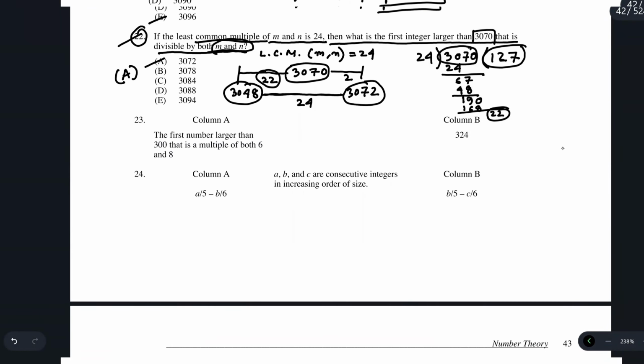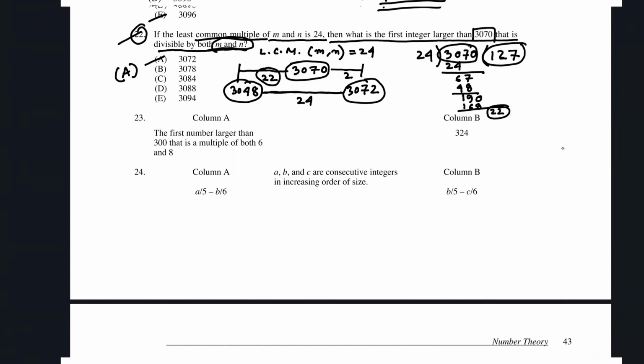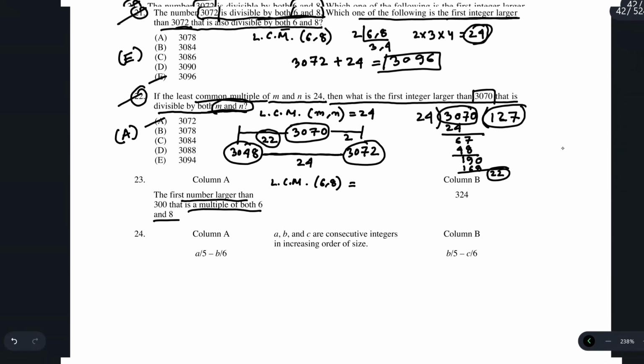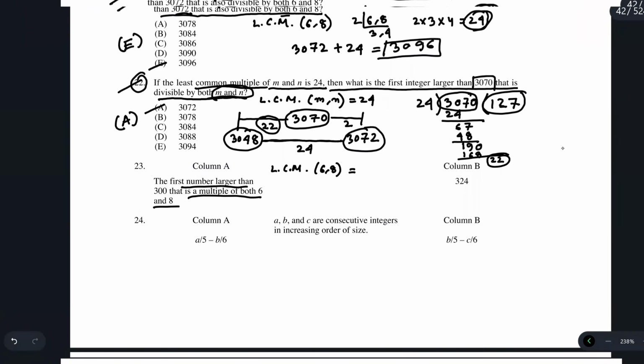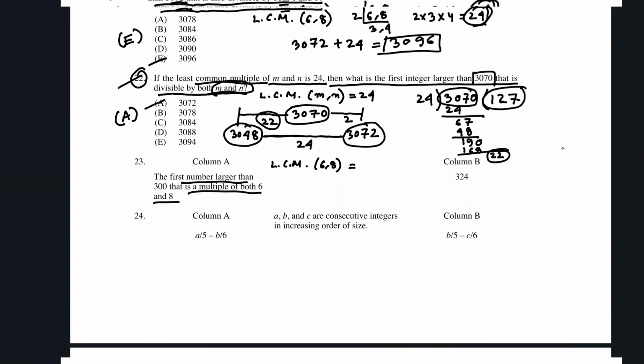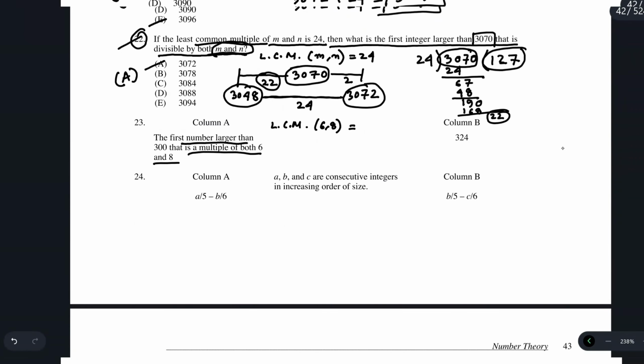Now let's move to the next problem. Here for column A, we are given the first number larger than 300 that is a multiple of both 6 and 8. To figure out the multiple of 6 and 8, we have to figure out the LCM of 6 and 8. And in an earlier problem, we figured out that the LCM of 6 and 8 was 24. So here we can use that one.